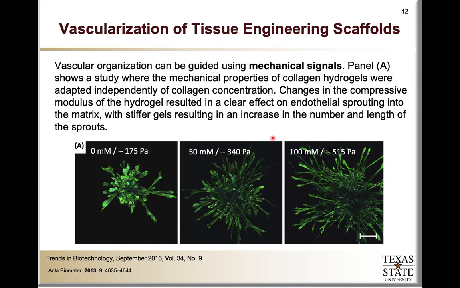In this other paper, they were looking at mechanical signals. So what they did is they have cells at the center that are embedded within different types of hydrogels of different mechanical properties. So they have different compressive modulus specifically. And what they found is that the higher the compressive modulus, the more sprouting they saw for the hydrogels.